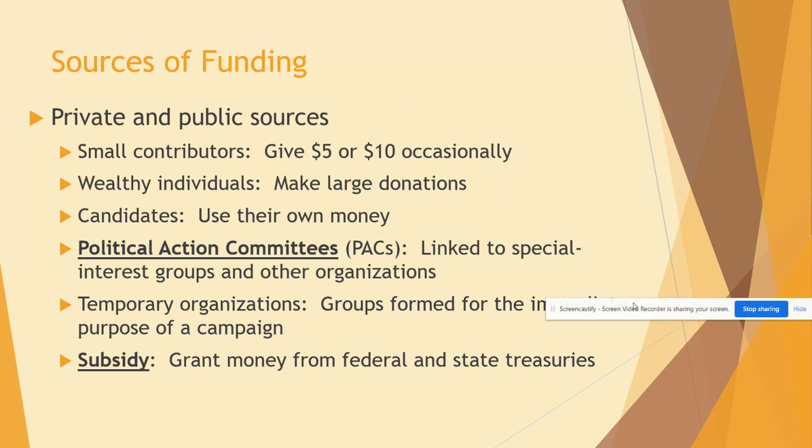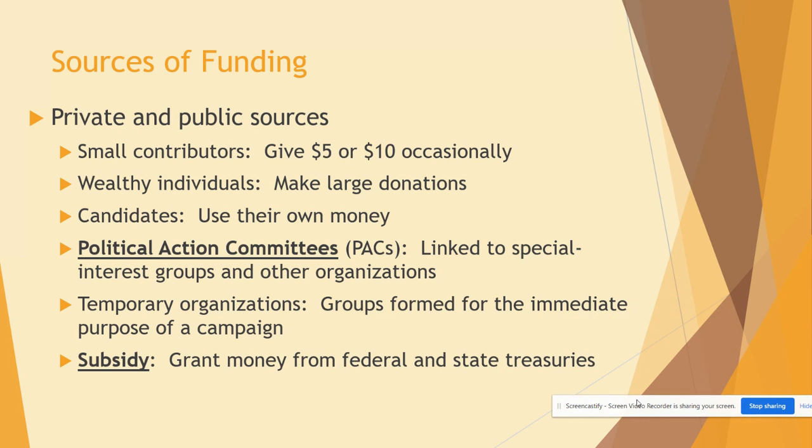So where does this money come from? Both private funding and public funding. Okay, so most donors to campaigns are called small contributors. They give $5, $10 once in a while to a campaign. So it doesn't seem like a lot, but when you consider the amount of people donating, it does add up quickly. So again, most campaign contributions come from very small donors. Then there's wealthier people who make larger donations.